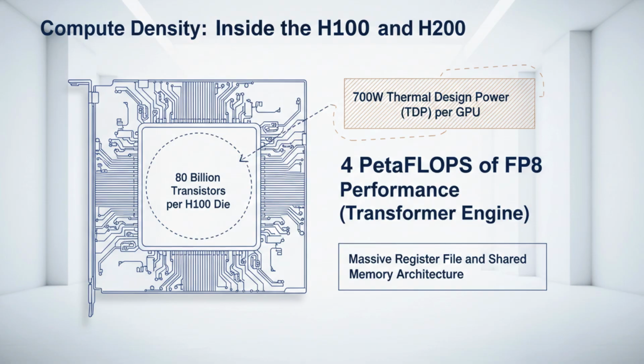This isn't your standard x86 architecture. We are dealing with massive register files and shared memory spaces that must be fed data at a rate traditional PCIe buses simply cannot handle. We are looking at a TDP of 700 watt per unit, which changes how we think about power delivery and thermal headroom at the rack level.